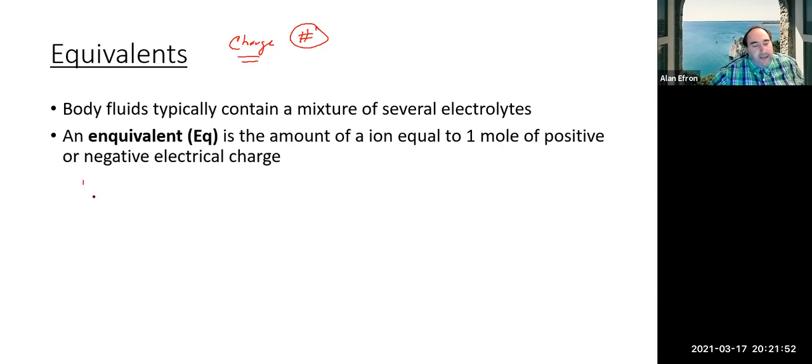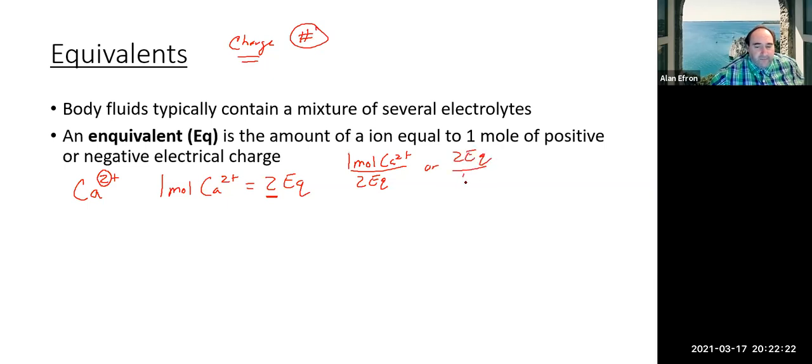For example, if I had a calcium ion, I could say that 1 mole of calcium gives me 2 equivalents. Where does the 2 come from? It comes from the actual number from the charge. And we could use this as a conversion factor. We could say in 1 mole of calcium, there are 2 equivalents. Or we could use it like a regular conversion factor: 2 equivalents is 1 mole of calcium. And it doesn't matter if it's positive or negative.